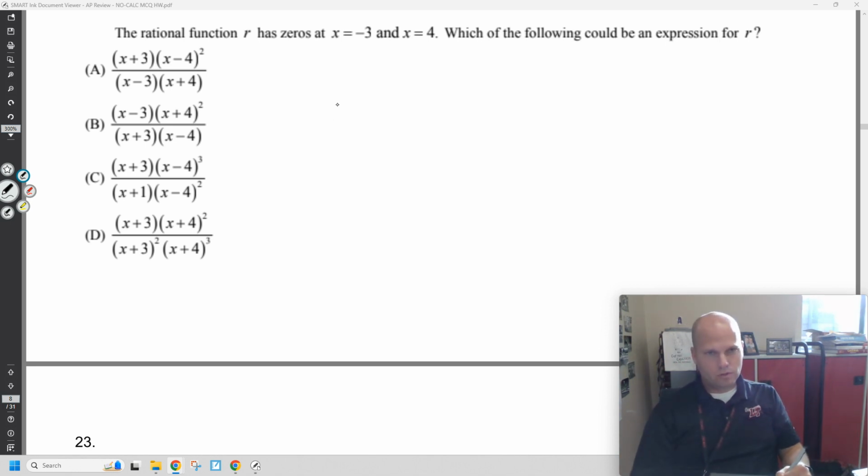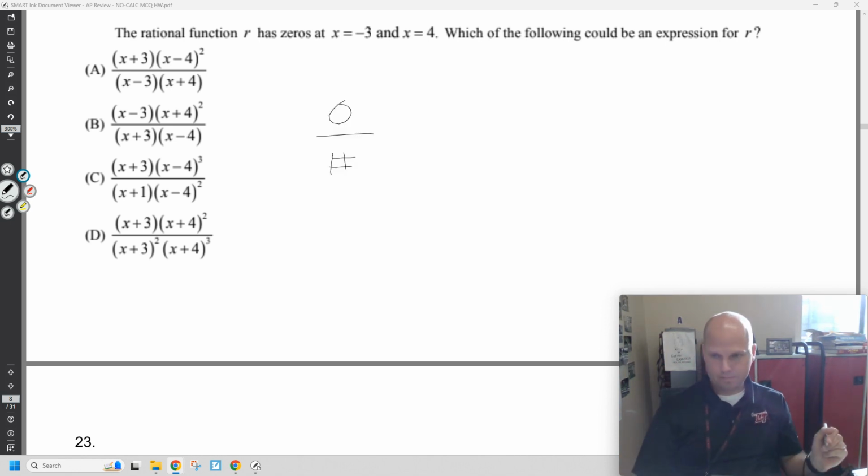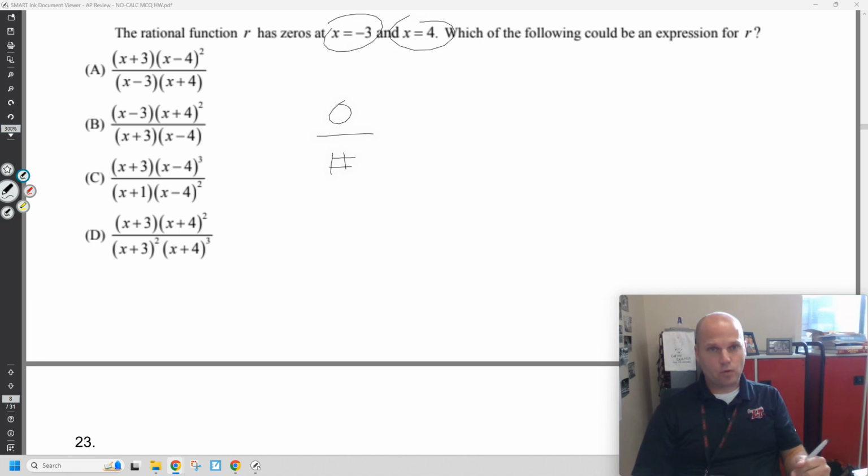Zeros. 0 over a number. If you ever get 0 over 0, hole. If you ever get a number over 0, vertical asymptote. We have a 0 at -3 and 4. That means we need -3 and 4 to have a 0 in the top. Okay. We got that. We got that. We got that. Immediately we can cross that out. And this one, because if I plug in -3, I should get 0. So it's in between these two.